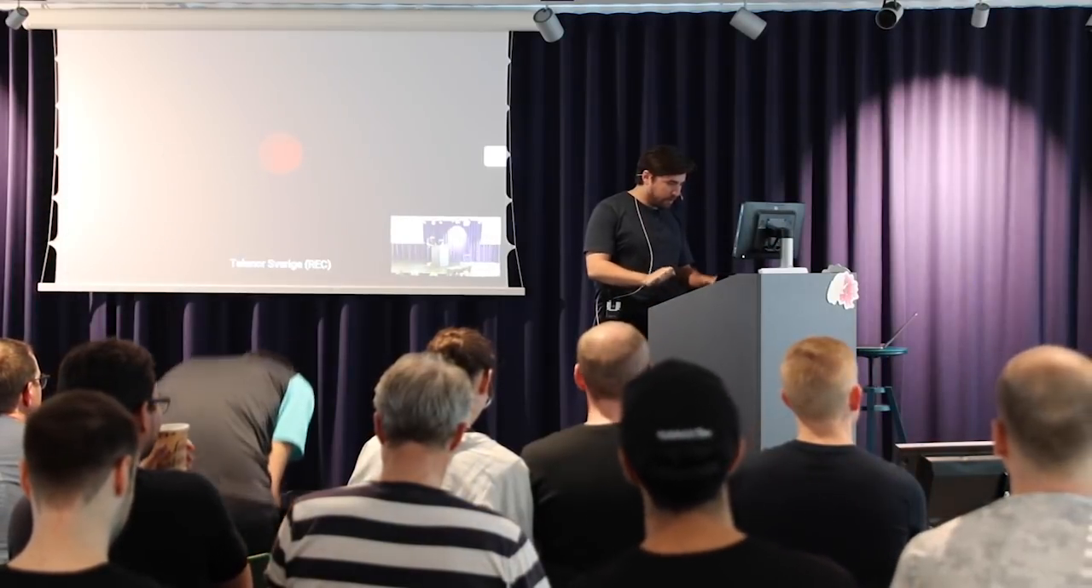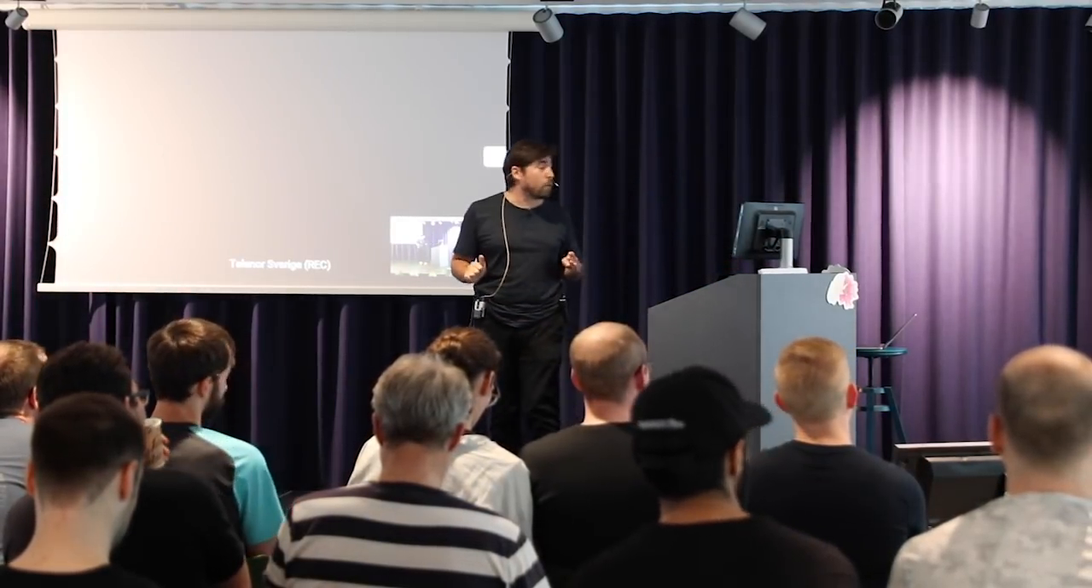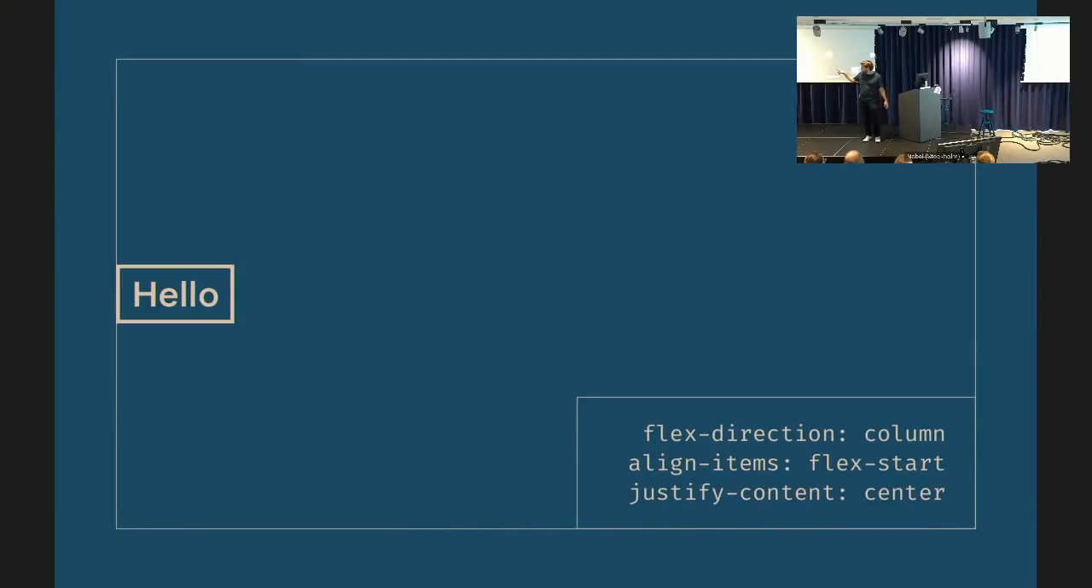And there we go. Okay, so my task was to build a box within a container. The box was supposed to have this small amount of text and be centered vertically and be aligned to the left in its container. So for that, I just set the container to flex direction column, then the align items to flex start, and justify the content to the center.